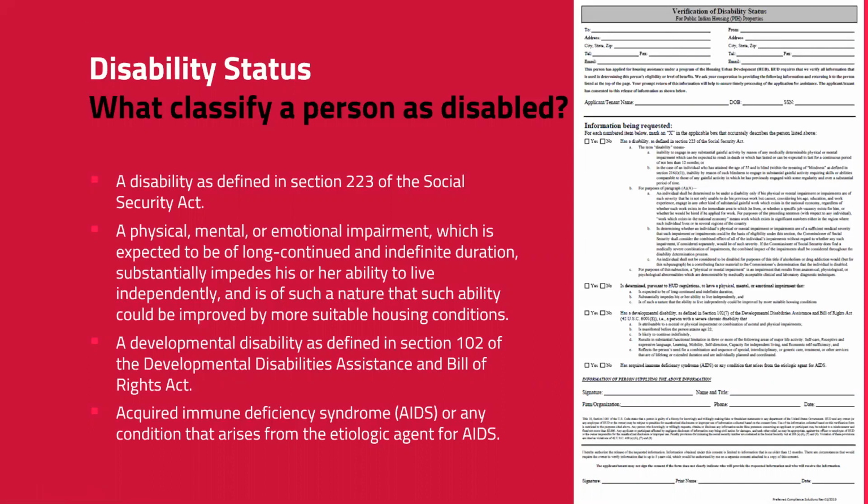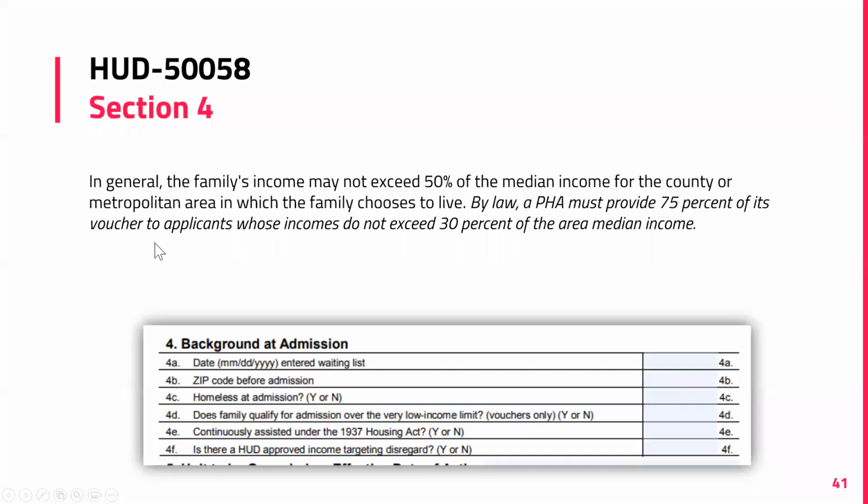Now, similar to HUD and RD, if they receive SSI or SSDI, they are considered disabled, so we don't have to do a third-party verification. But if you have a person who is not receiving SSI or SSDI, and they claim that they're disabled and they're trying to claim medical expenses, you need to make sure that they are verifying that disability status, and they can do so using the form.